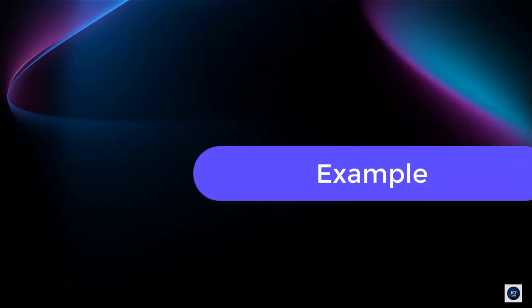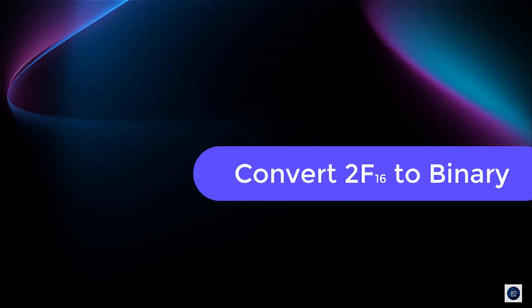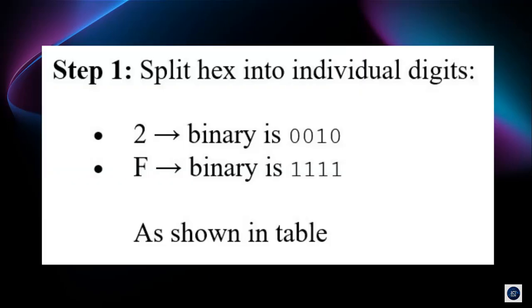Step-by-step conversion example. Example 1. Convert hexadecimal 2F to binary. Step 1. Split hex into individual digits. Find the binary digits for each individual number, as shown in the above table. 2 in binary is 0010, and F in binary is 1111.